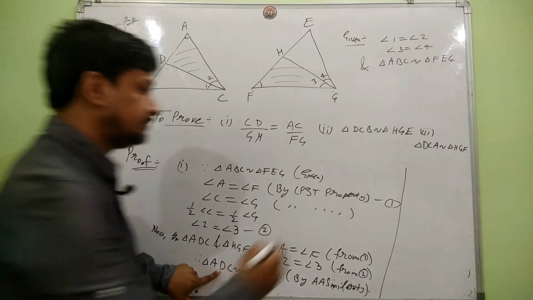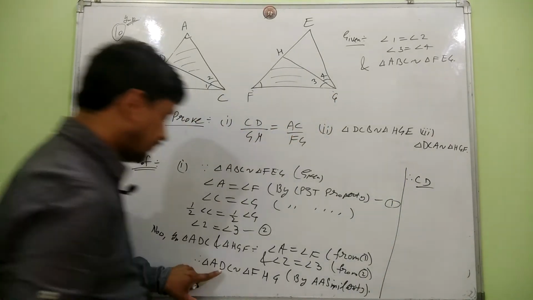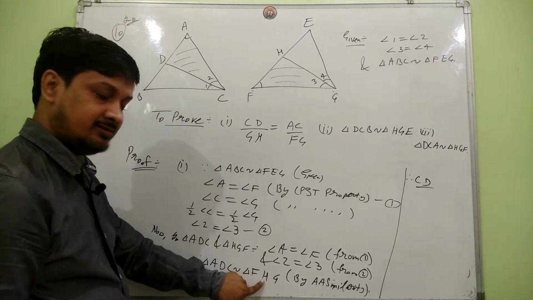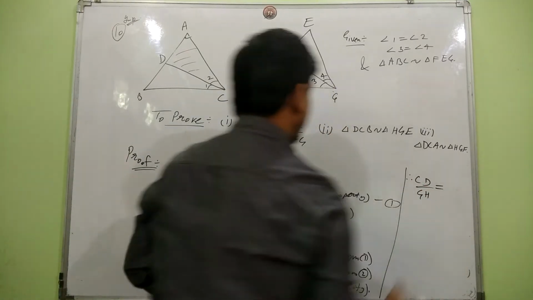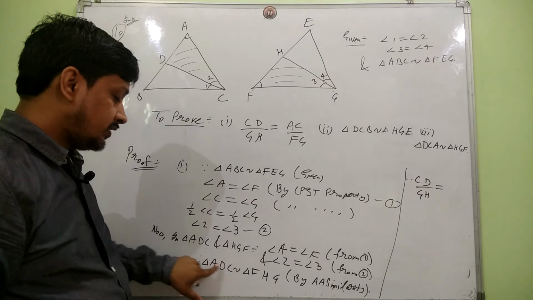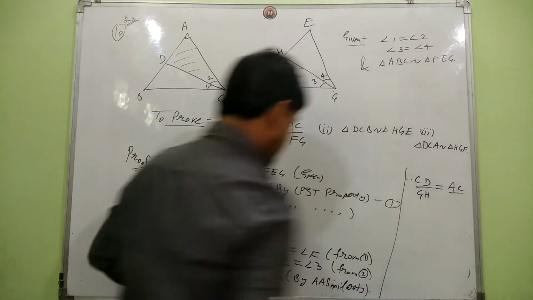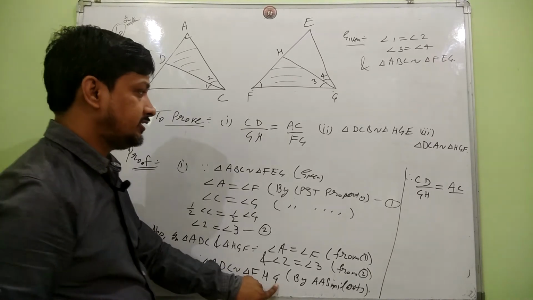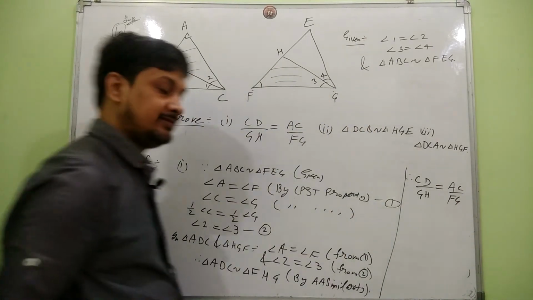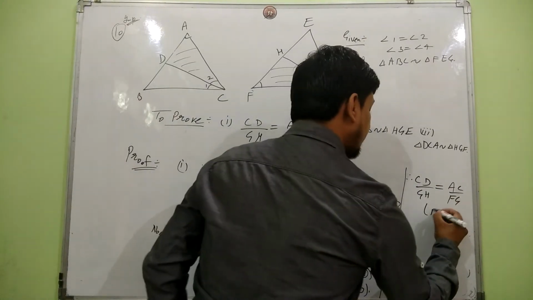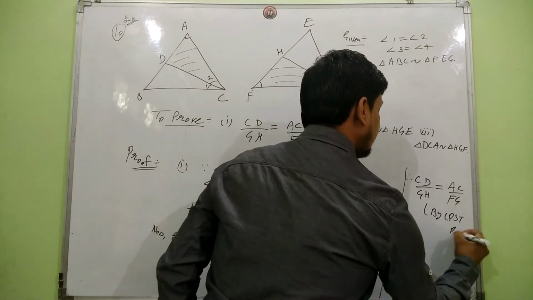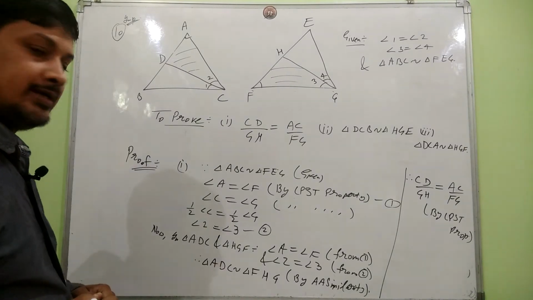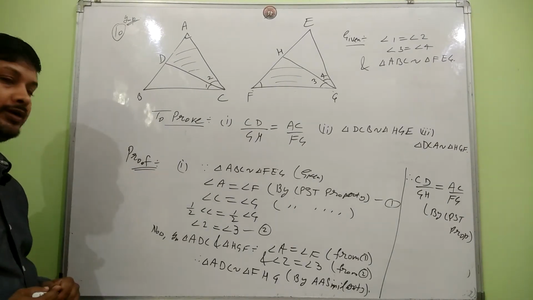CD, and what is the side corresponding to it in the other triangle? CD is second, so GH. What else do you need? AC, that is first, third. What is the corresponding side in the other triangle? First, third, so FG. Are we getting this? Yes, we are getting the same result. So it is by CPST property. So this is the proof. You can pause the video and note this down.